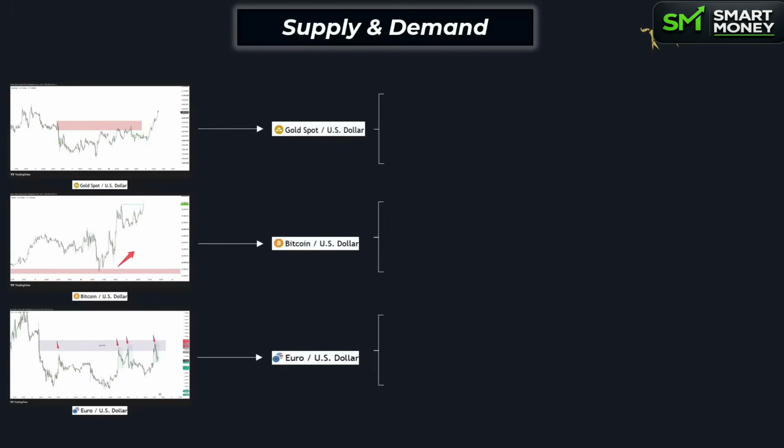Especially in volatile markets like gold and Bitcoin, price often reacts strongly around these zones. If you do not include them in your trading model, these markets can quickly expose weak entries and wipe out your capital. Let's start with the basics.